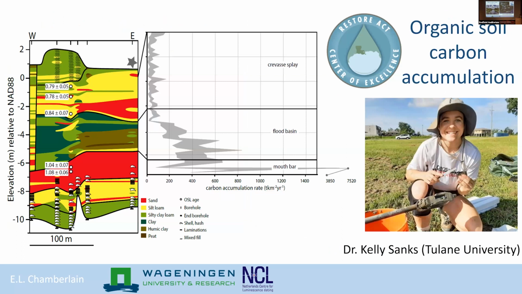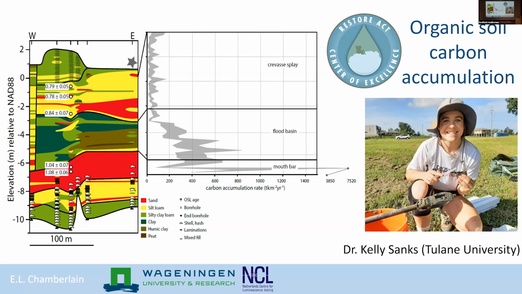There's also some recent work we have in the Mississippi Delta. This is Dr. Kelly Sanks. She's a postdoc at Tulane, and she's looking at carbon sequestration in the lobe that I just showed, and also in a basin where new water and sediment will be routed, called a diversion receiving basin. And so in the cross-section, the red is the sand, and these are all delta sediments of different types. There's mouthbar sand, flood basin, different types of deposits that were formed when this Lafourche lobe was active.